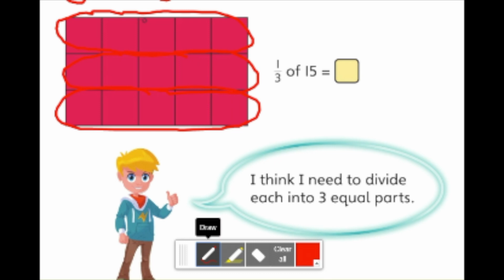Did you have a different way of working it out? Share it with me if you did. If you got the challenge questions right, give yourself 2 house points. Well done.